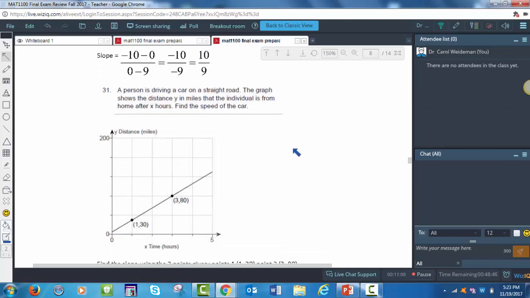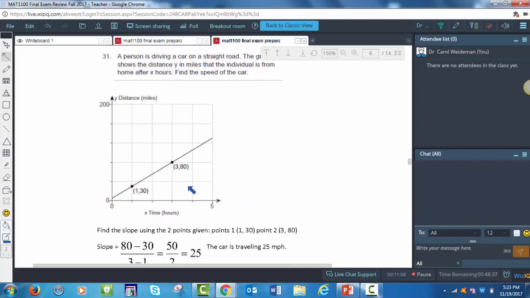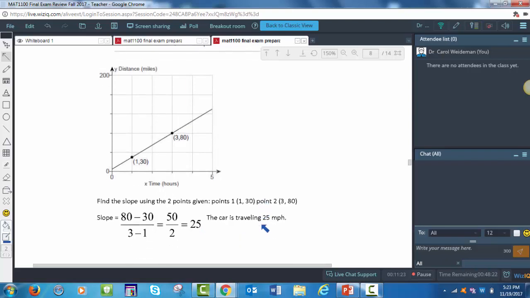A person is driving a car on a straight road. The graph shows the distance y in miles after x hours. We want to find the speed of the car. So we know the 2 points. I'm going to identify this point as point 1, this is point 2, and use my slope formula. 80 minus 30 over 3 minus 1, 50 over 2 equals 25, so the car is going 25 miles per hour.